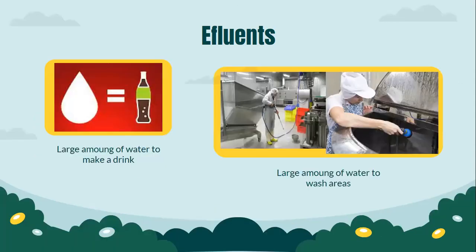And industries use a large amount of water, for example, to make a drink or simply to wash the areas in the industry. One way to control effluents is water treatment. Although it is better to prevent or minimize these effluents by applying, for example, good manufacturing practices.